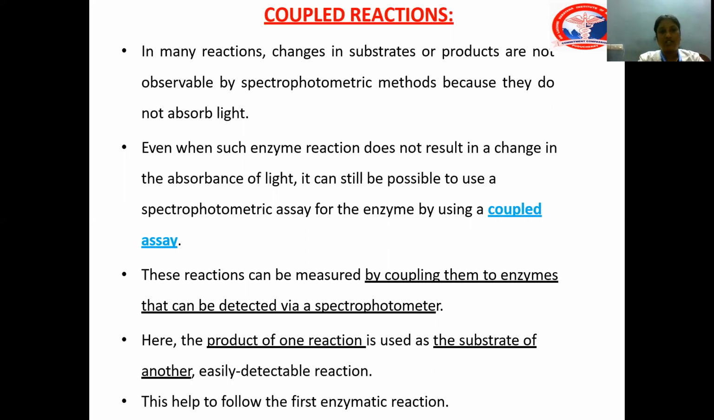What are coupled reactions? In many reactions, changes in substrates or products cannot be easily observed by spectrophotometric methods because they do not absorb light. In such a case, where an enzymatic reaction does not result in a change in absorbance of light, we can still use a spectrophotometric assay for the enzyme by using a coupled assay. The reaction to be measured can be coupled to enzymes that can be detected via spectrophotometer. So the product of the reaction which needs to be measured can be used as the substrate of another easily detectable reaction.